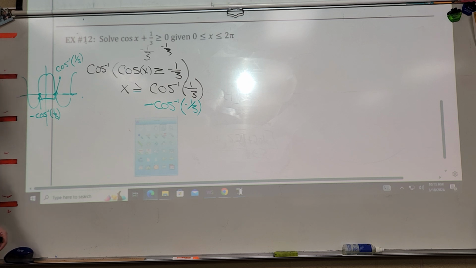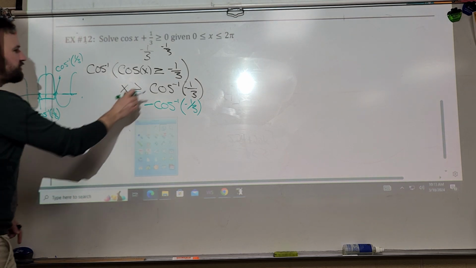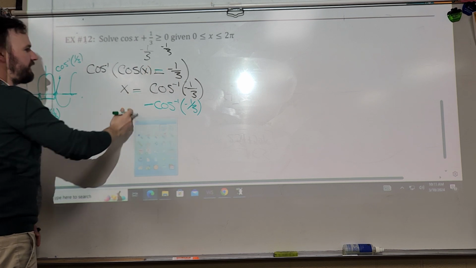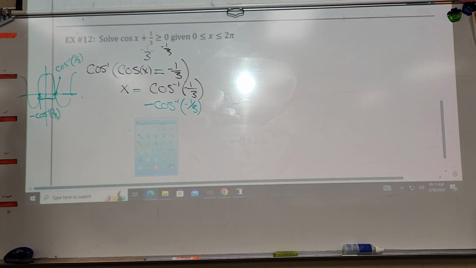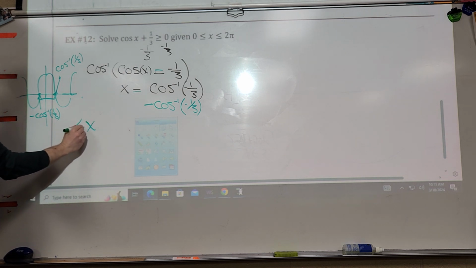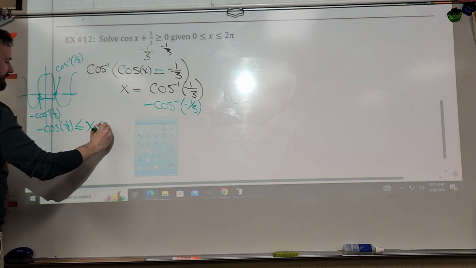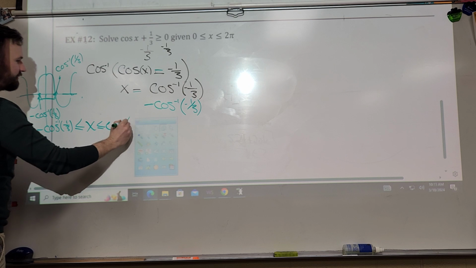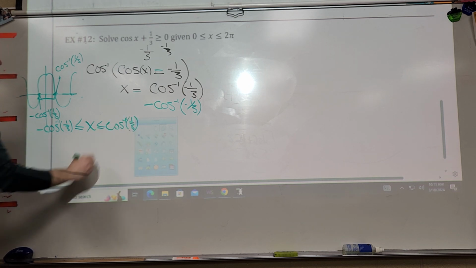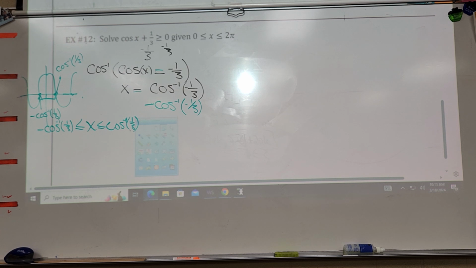So what does x have to be in between? I should just put equal up here, actually. I should just solve that and then use test pointing, kind of. So x has to be greater than or equal to negative cosine inverse of 1/3 and less than or equal to positive cosine inverse of 1/3. All right, so that would be a non-calculator answer. If you don't have a calculator, can you give me those decimals? No. Good. If you can, you probably don't need to be in this class.